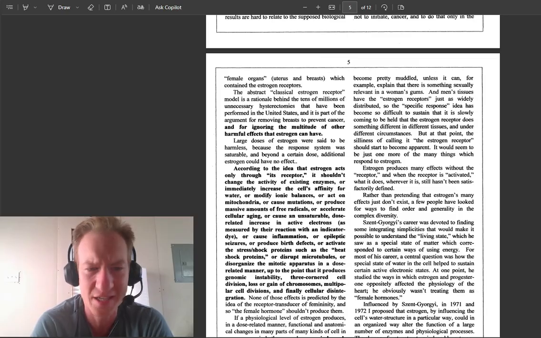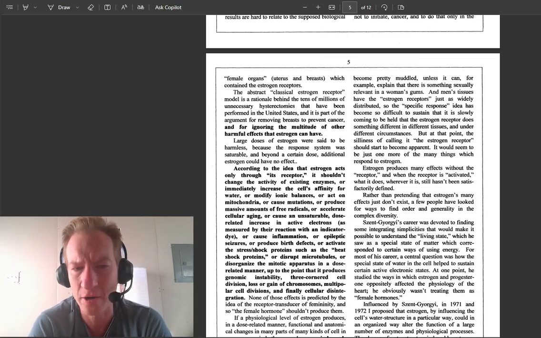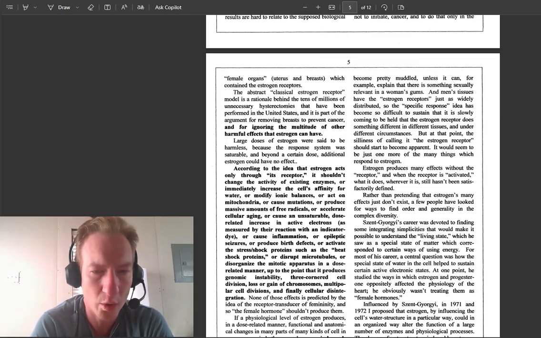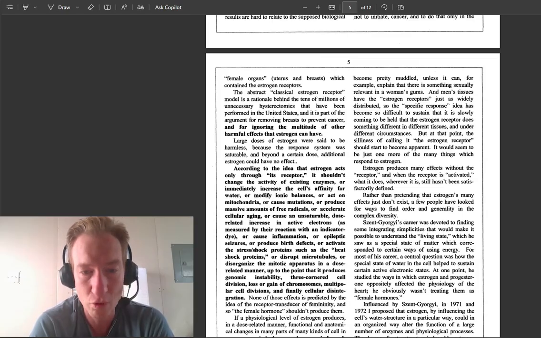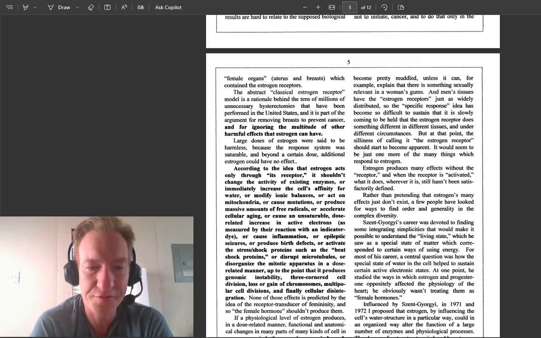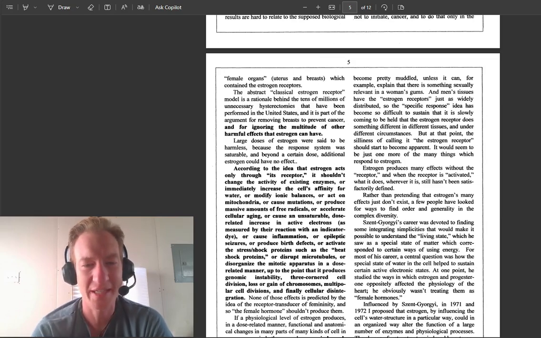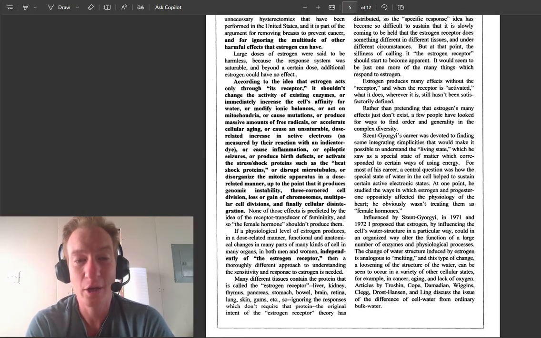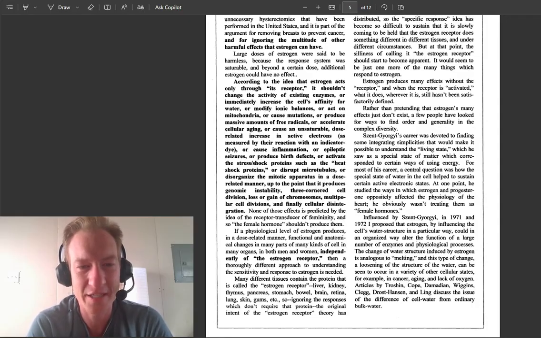or produce birth effects, or affect the stress/shock proteins such as the so-called heat shock proteins, or disrupt microtubules, or disorganize the mitotic apparatus in a dose-related manner, up to the point that it produces genomic instability, three-cornered cell division, loss or gain of chromosomes, multipolar cell divisions, and finally cellular disintegration. Whew, and that's the end of the bold section there. That's a lot. A little bit pointed, if I do say so.